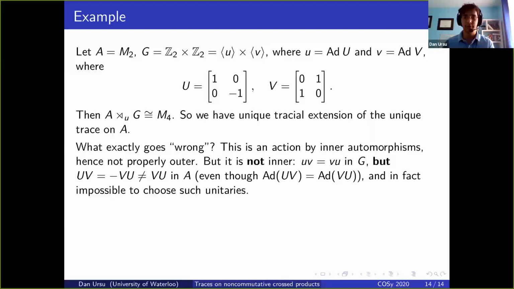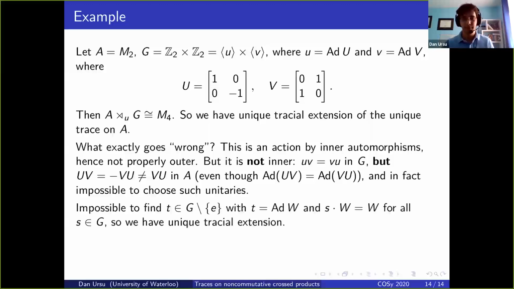You only have a group homomorphism from G into the automorphism group. So these matrices that I listed right here, capital U and capital V, they anti-commute, but their Ad maps are actually equal. And in fact, because of this, it's again a back of the envelope calculation that if you have any non-trivial element of G and you pick any unitary W that implements this action, then this unitary can never be invariant with respect to all elements of G. So by our previous characterization, we do get unique tracial extension. Anyways, it looks like I'm out of time, so I guess I'll stop there.